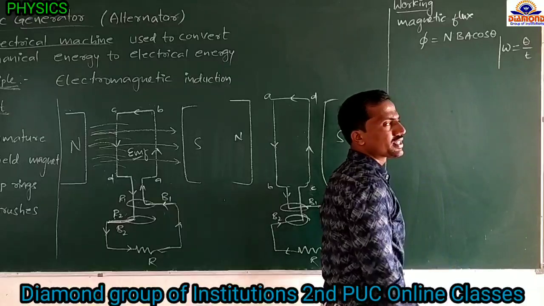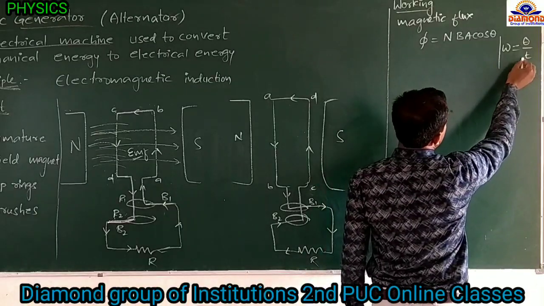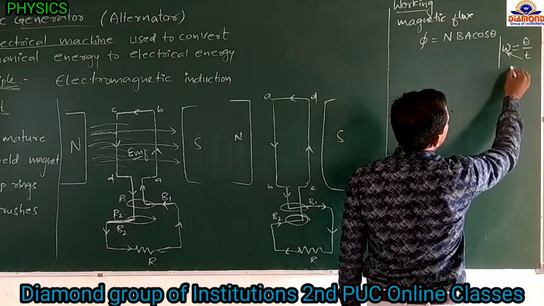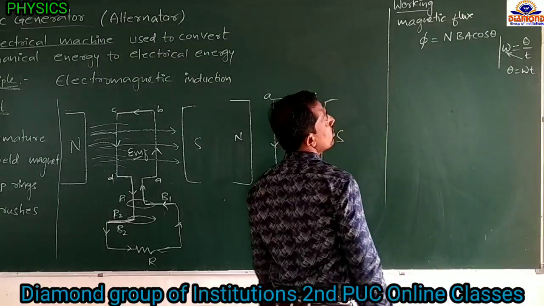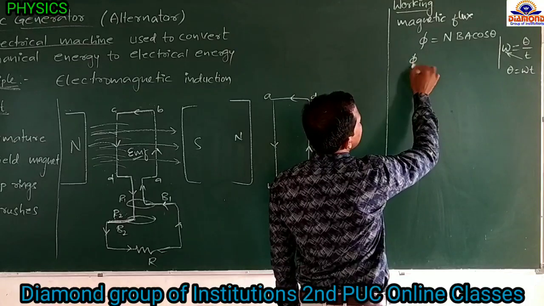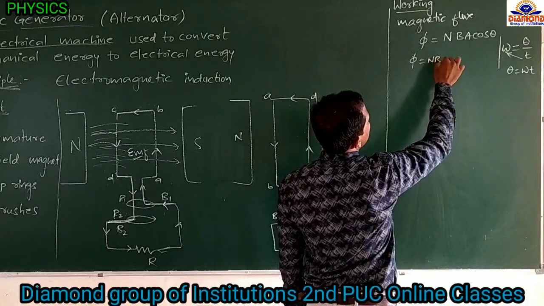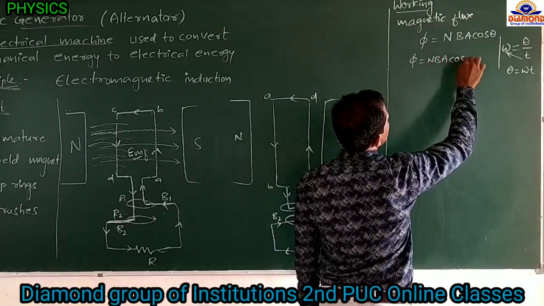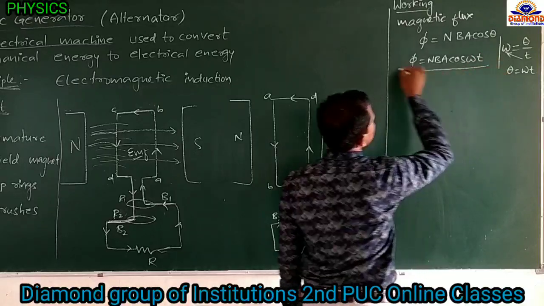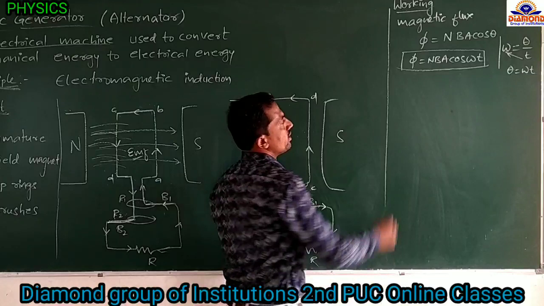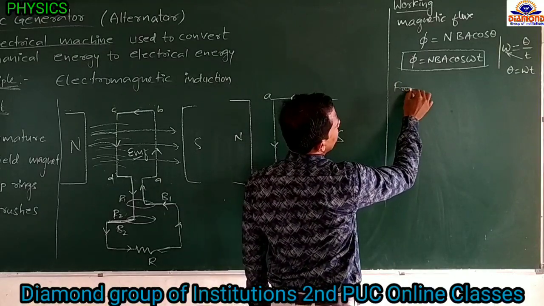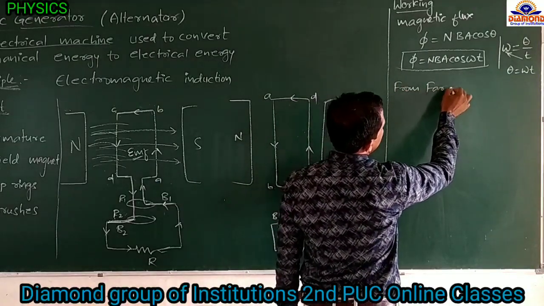In PUC first year we discuss this. Then we write theta equals omega t. Substituting this value, phi equals N B A cos omega t. Then next point we are writing from Faraday's law.